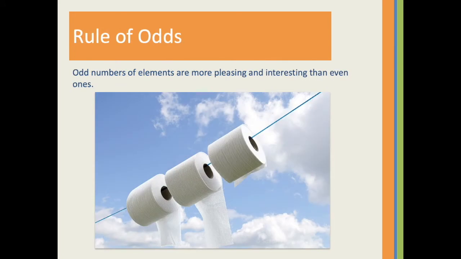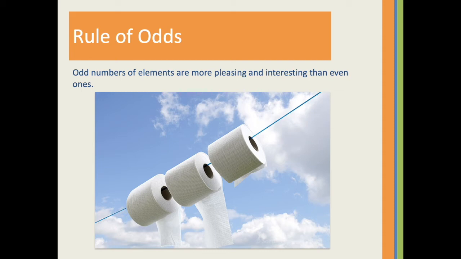The rule of odds. Apparently, our brain looks for evenness and symmetry. So this principle asserts that having an odd number of objects in an image will make it more interesting and therefore more pleasing.